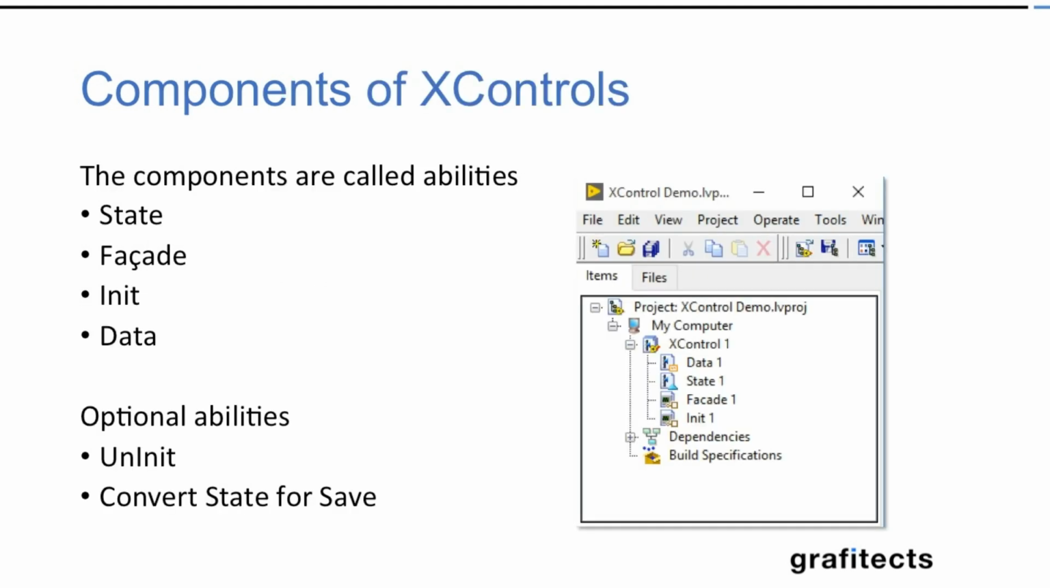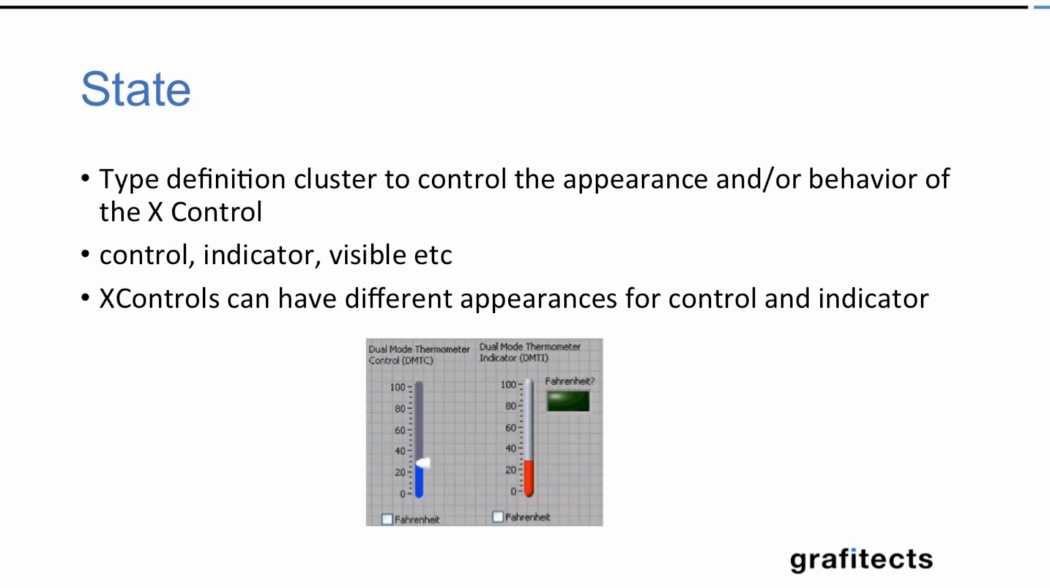The XControl has a library which has 4 abilities to begin with. It can have 6 abilities at max, and the abilities are a combination of type def controls and sub-VIs. As you can see on the right hand side, we have a LabVIEW project on which we have the XControl object which contains the data, state, facade, and init. We'll discuss them in more detail.